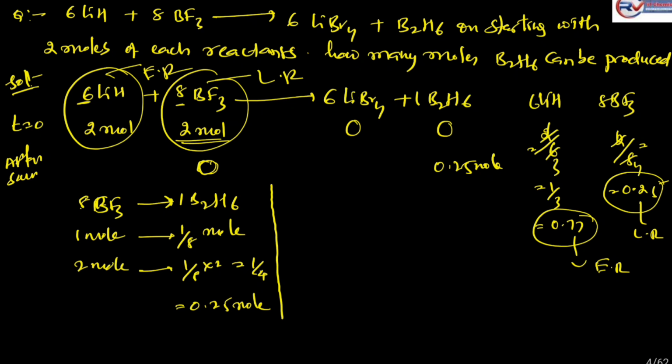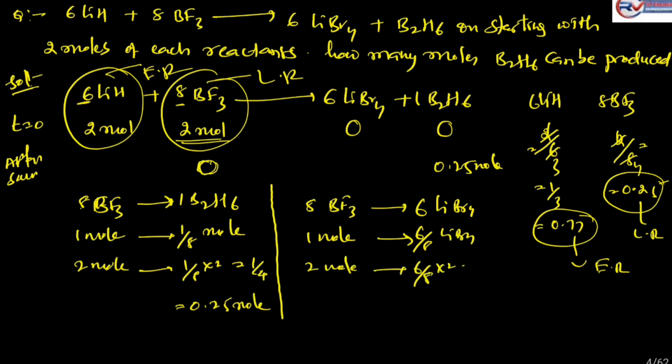Next, let's find the number of moles of lithium borohydride. 8 moles of BF3 gives 6 moles of LiBH4. So 1 mole gives 6 by 8. But the limiting reagent is 2 moles, so 6 by 8 into 2 becomes 12 by 8, which is 1.5 mole. 1.5 mole of lithium borohydride and 0.25 mole of diborane B2H6. So B2H6 produced is 0.25 mole.